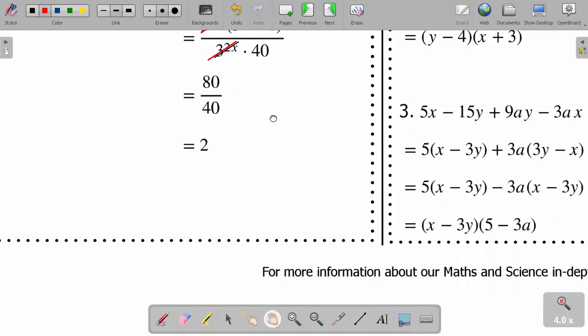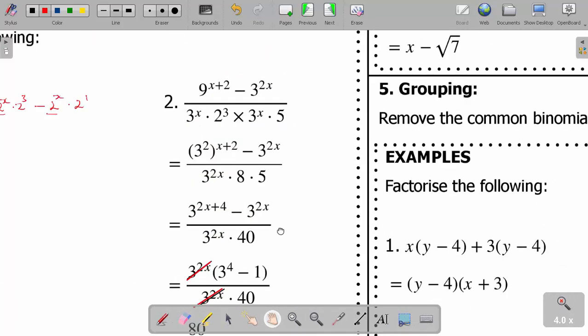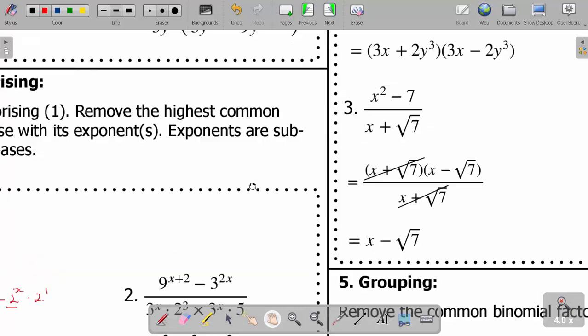Hope we are still together, guys. Let us proceed. We're still looking at factorizing.